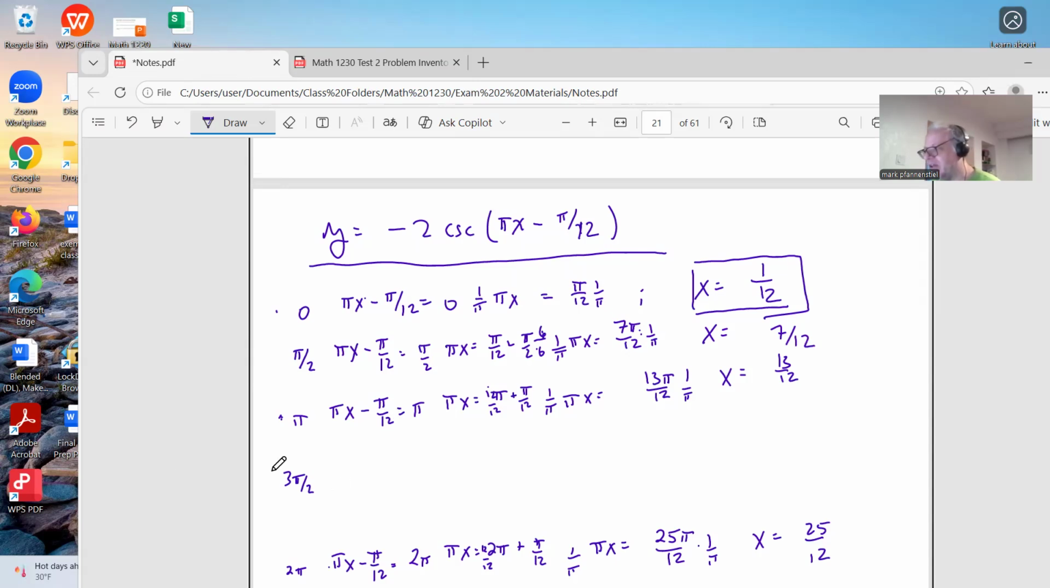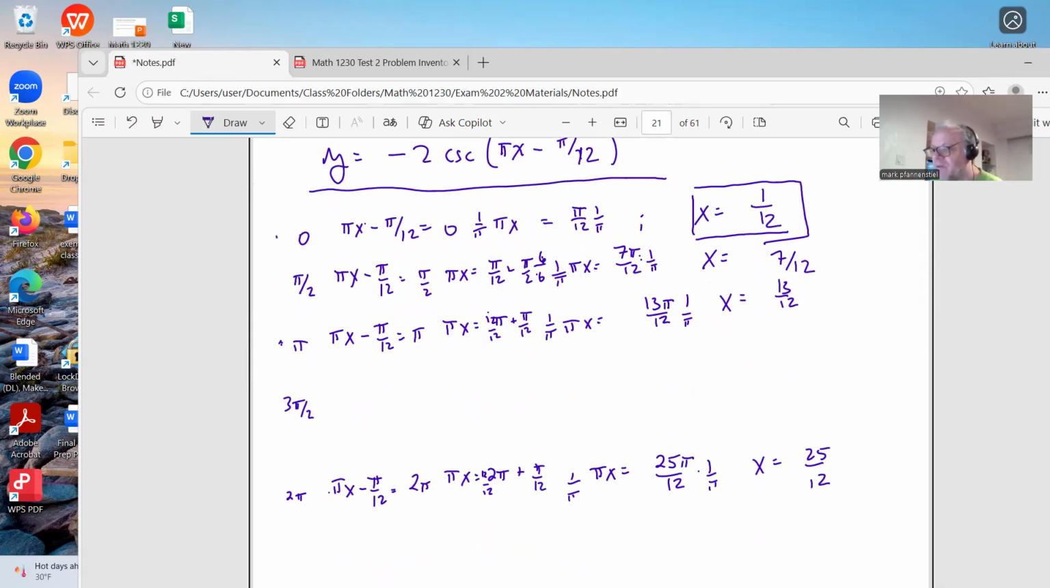Okay, this turns out to be nicer than I thought it was going to be. All right. Next one up, we're going to say we have pi x minus pi over 12 is equal to 3 pi over 2. So let's go ahead and add pi over 12 to both sides. So we have pi x equals, and here we have 3 pi over 2 plus pi over 12.